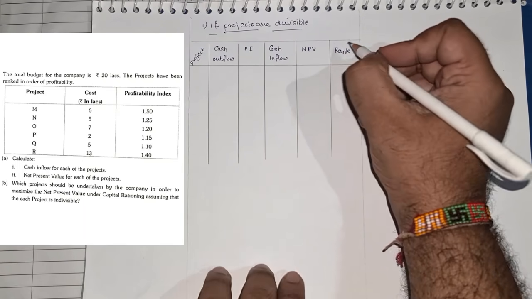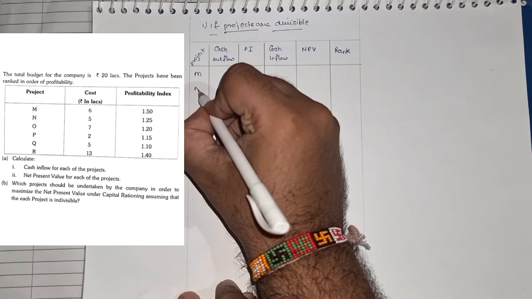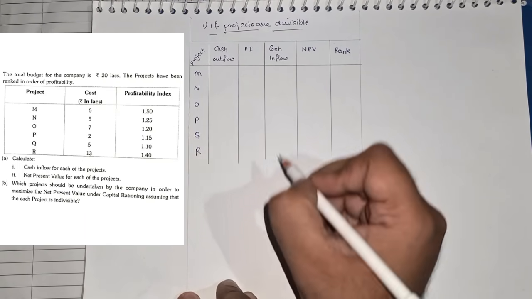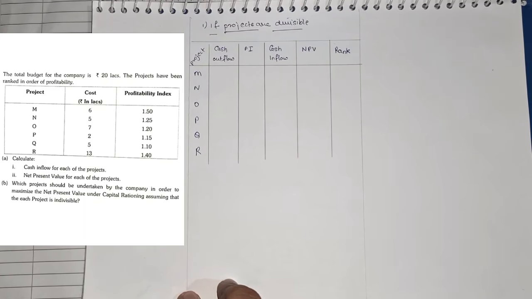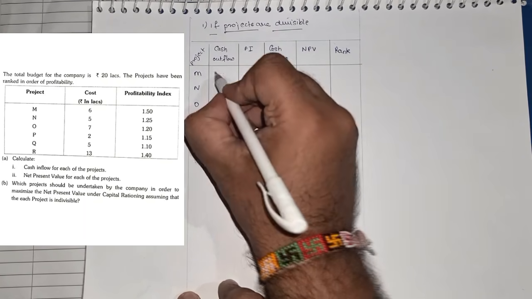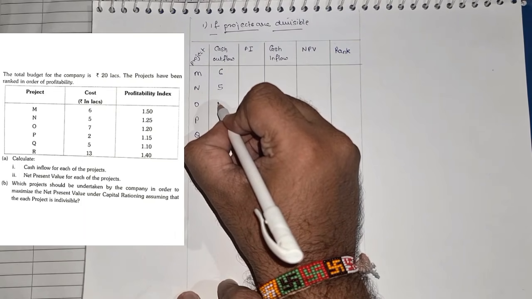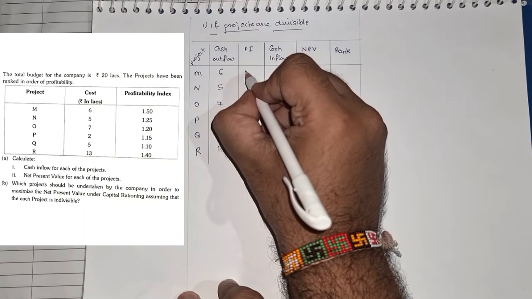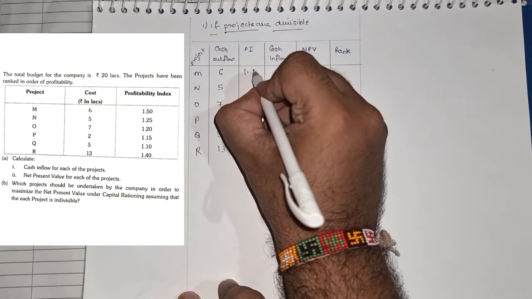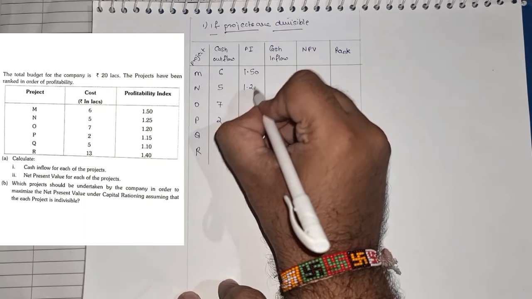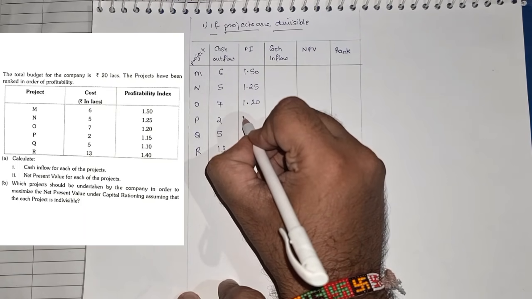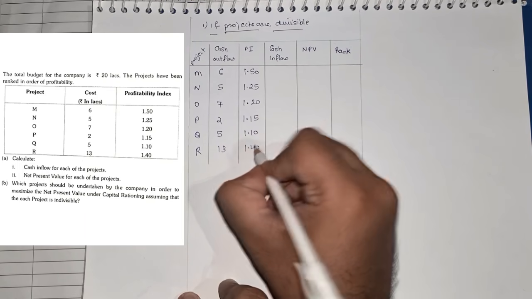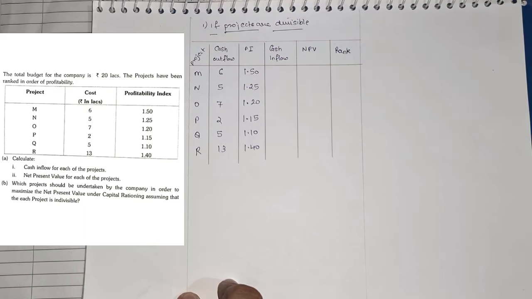Now in projects there are many projects, so M, N, O, P, Q and R. If you look at the outflow in the question, they are giving you 6 lakhs, 5 lakhs, 7, 2, 5 and 13. Profitability index is 1.5, 1.25, 1.20, 1.15, 1.10 and 1.40.